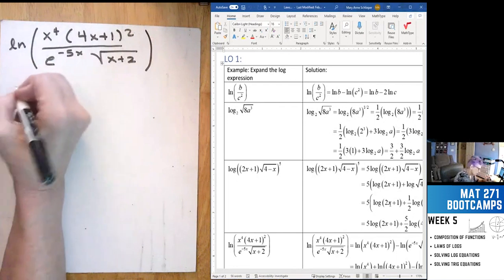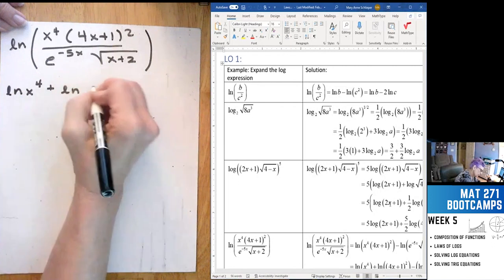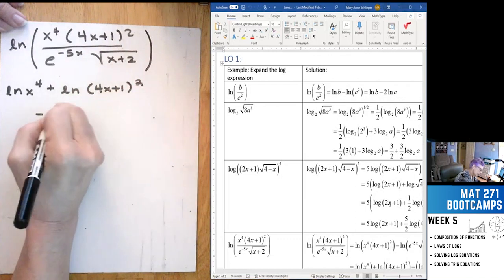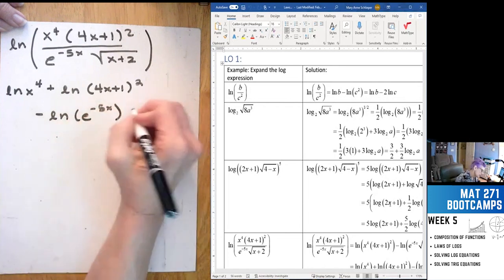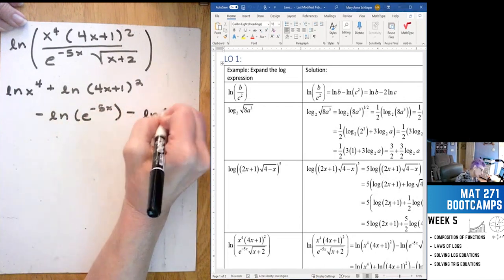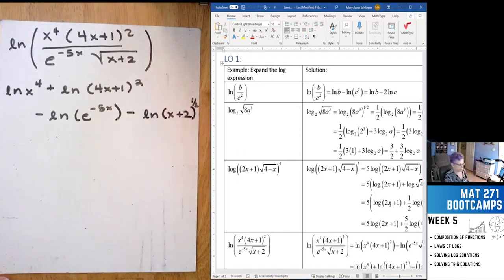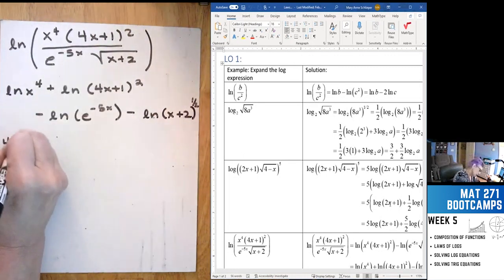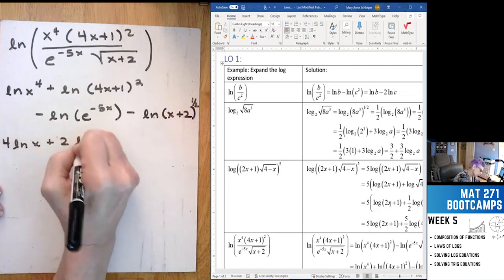So this is the natural log of x to the 4th plus the natural log of 4x plus 1 squared minus the natural log of e to the minus 5x minus the natural log of x plus 2 to the 1/2. And when you've really done 2 times 11 million of them, you would have gone ahead and just let the 4 fall down in front. Let the 2 fall down in front.